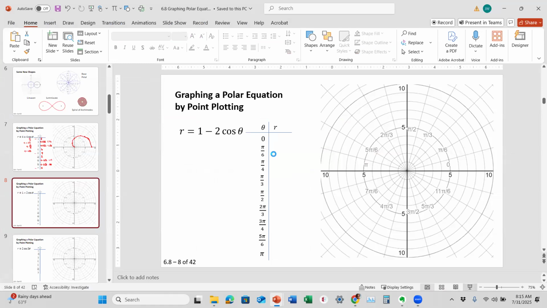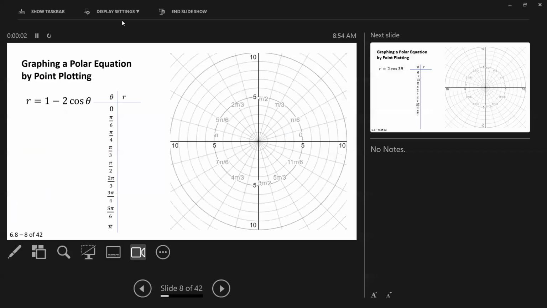Let's see what happens when it's not cosine theta, it's cosine 2 theta or cosine 3 theta. Actually, I'm going to have you just experiment with that. So pull up Desmos and see what it looks like when you plot cosine of 2 theta, cosine of 3 theta, cosine of 4 theta, and so on.